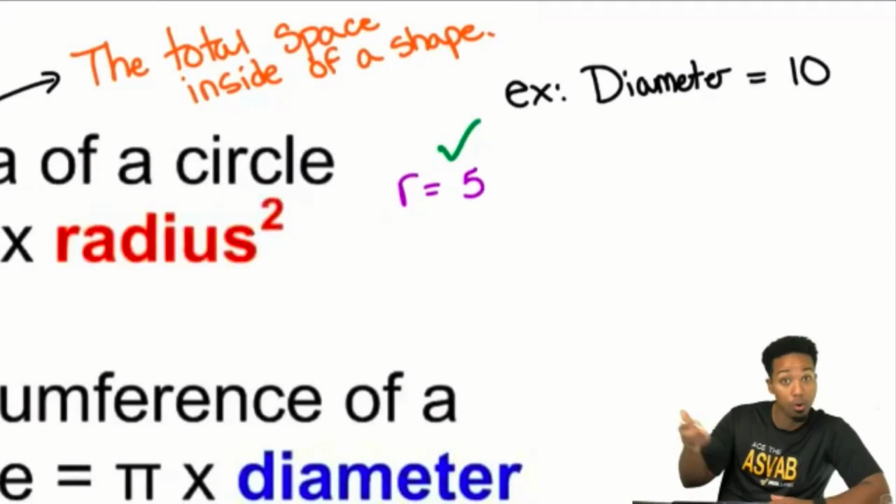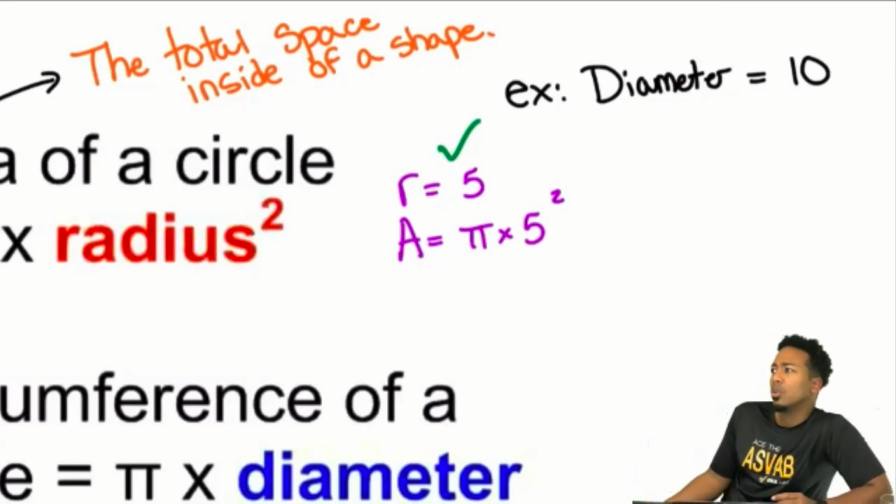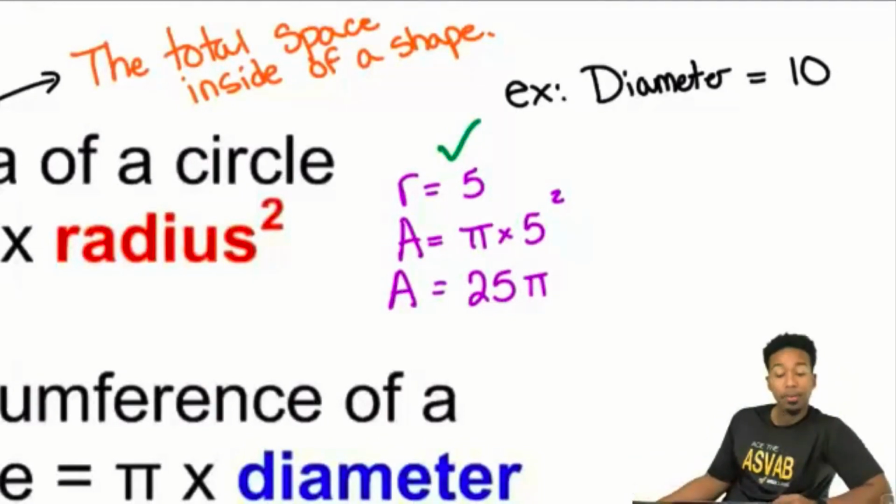And if I perform my formula, our area equals pi times 5 squared. Everybody, what's 5 squared going to be? That'll be 25, and we're still multiplying by pi. We'll talk about pi in a little bit, but we're going to have 25 pi.